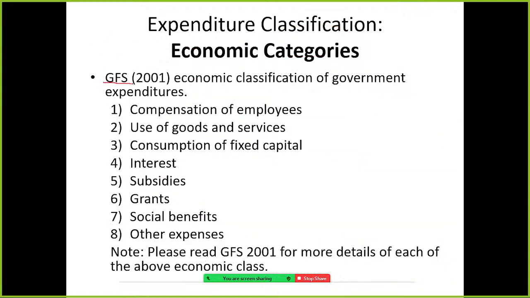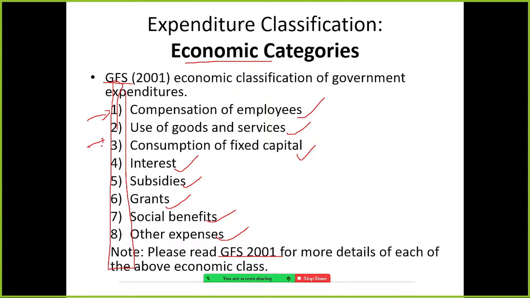Here, government financial statistics. So economic classification of government expenditure, here based on GFS, economic categories. What are the expenditure categories? Compensation of employees, use of goods and services, consumption of fixed capital, interest, subsidies, grants, social benefits, and other expenses. So now please read government finance statistics for more detail of each of the above economic classes. Right, we have one chapter on government finance statistics. We will discuss in detail.